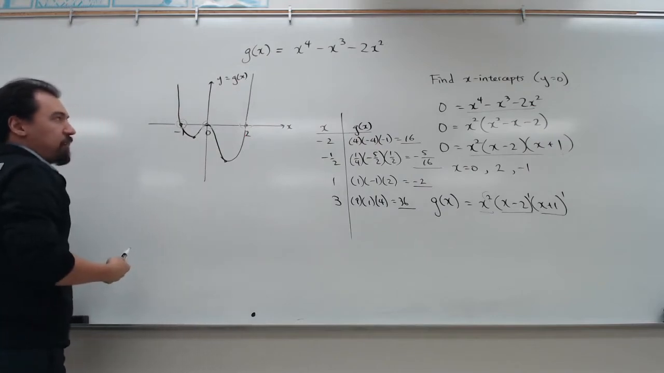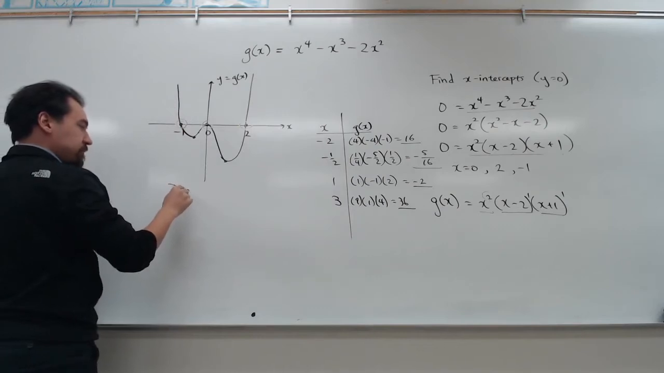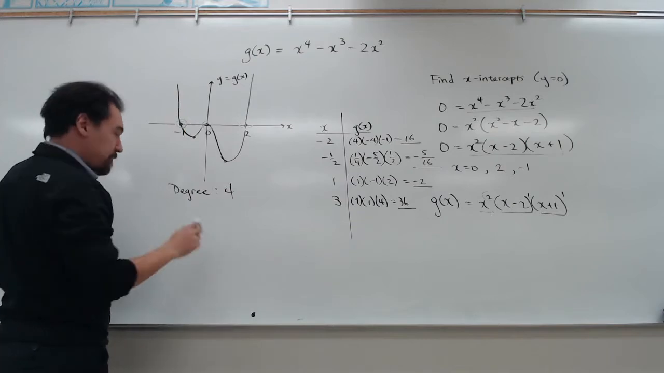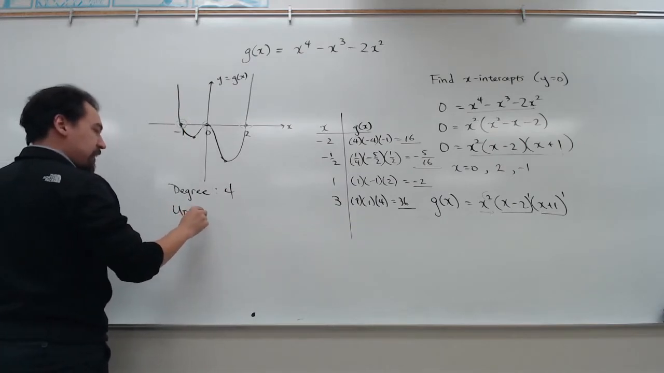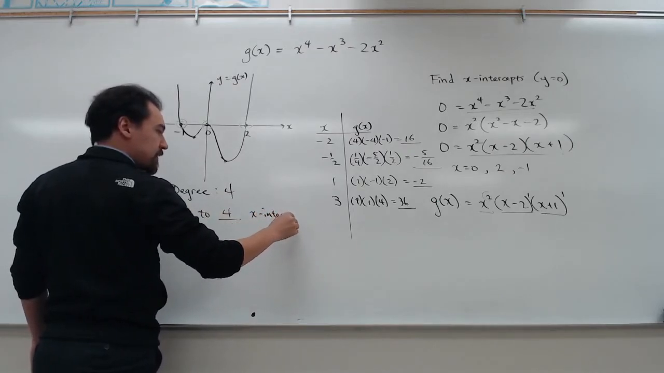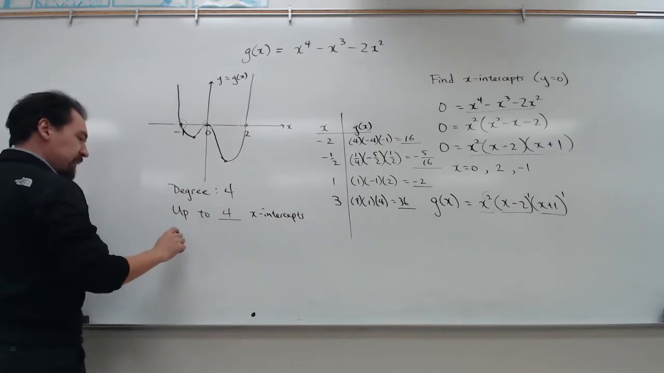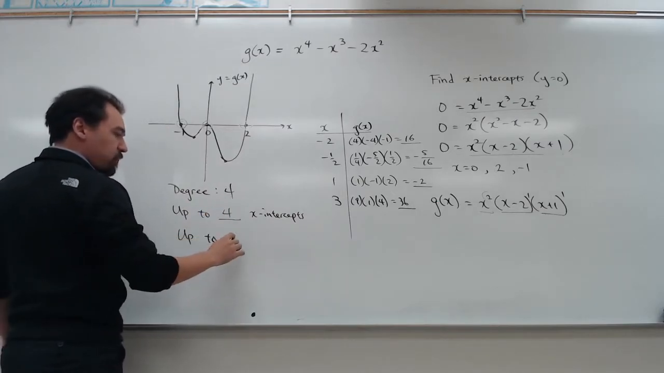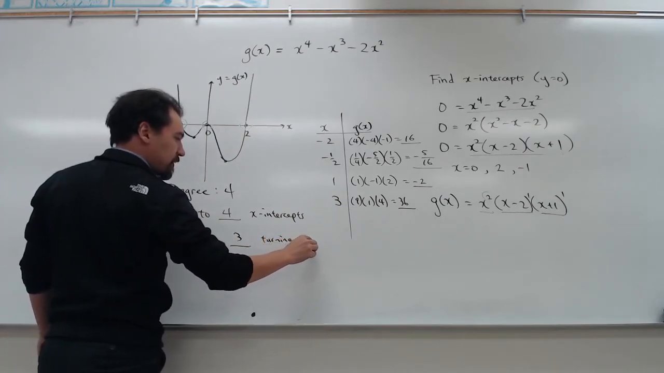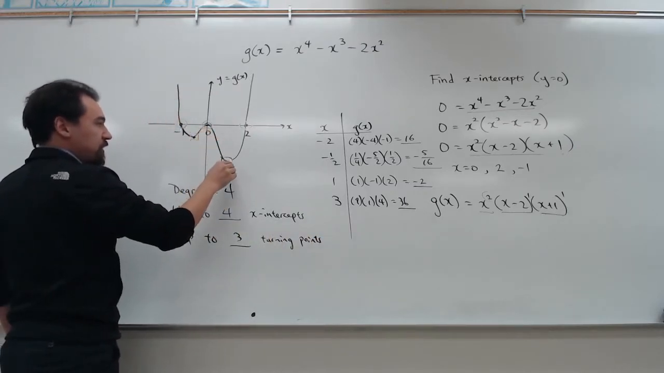Now the final thing I want to comment in this example is the degree of this polynomial is 4. And we said last time, without proving or really motivating, that the number of x-intercepts can be up to the degree. So I can have up to 4 x-intercepts. In this case, I have 3 different x-intercepts, but up to 4. And finally, I can have up to 4 minus 1, which is 3 turning points. And in this case, I have 1, 2, 3 turning points.